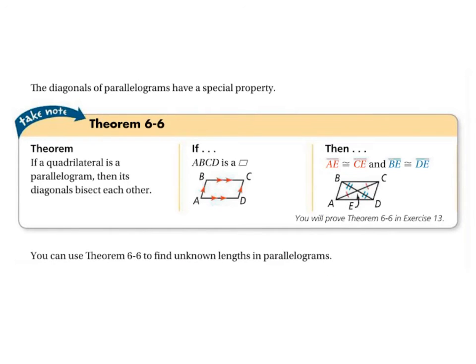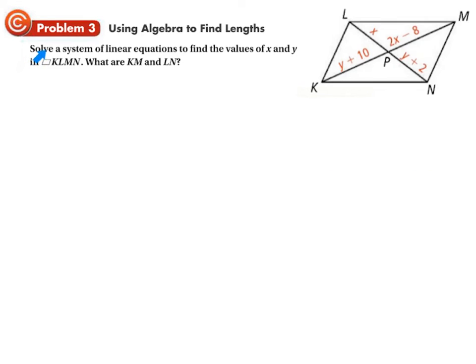Let's do that. Okay, so what we're going to have to do is write a system of linear equations and solve the system of equations. You did this last year in Unit 6. We're actually doing this in algebra currently. Okay, so solve a system of linear equations to find the values of x and y, and then find the lengths of KM and LN. Give that a go, set them up, and see if you can solve this. You'll have to remember how to solve systems of equations.